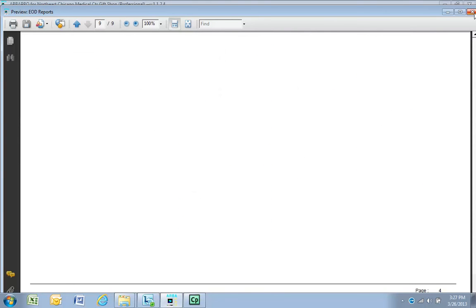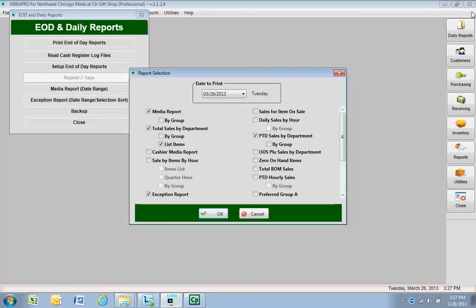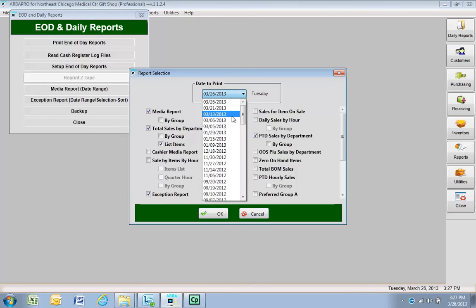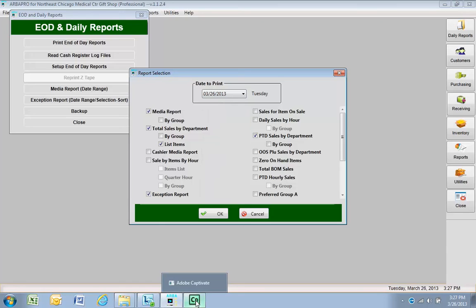And this is the daily sales report by department and also by employee and by activity level. As you can see, we can pull an unlimited number of reports going back in time, which is very, very helpful if you're trying to identify something that might have occurred previously. That's daily sales.